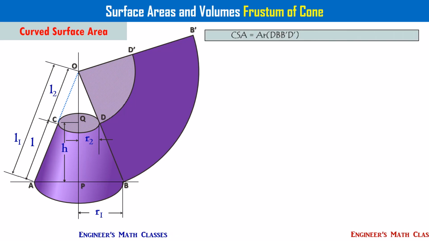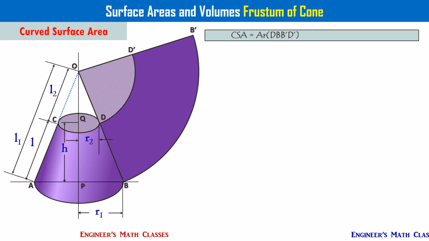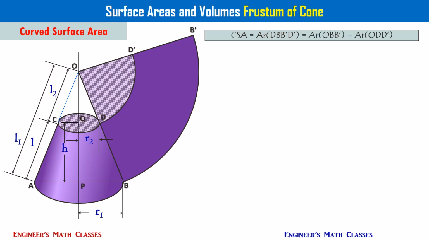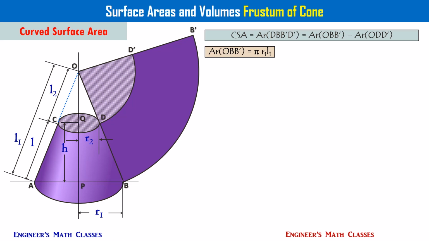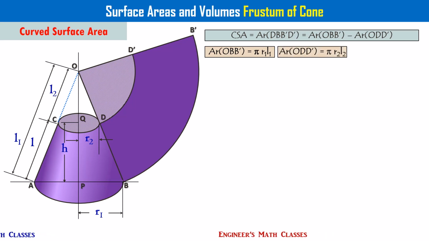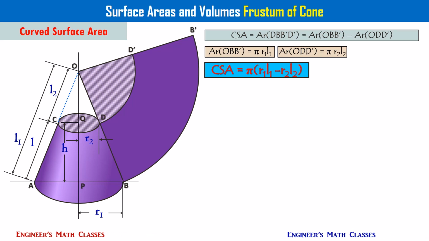So that is DB, B prime, D prime. The sector which is in the solid purple color is the curved surface area of the frustum of cone. So that is basically the sector OBB prime minus the sector ODD prime. We already know that OBB prime is nothing but curved surface area of the bigger cone, that is pi R1 L1, and ODD prime is curved surface area of the smaller cone, that is pi R2 L2. So the curved surface area of the frustum is coming out as pi times (R1 L1 minus R2 L2).